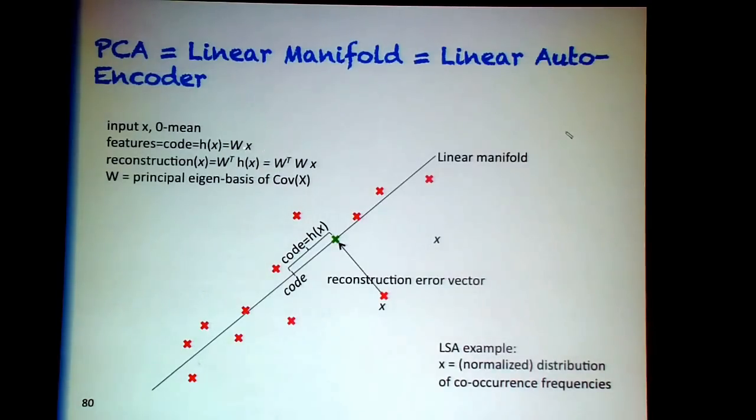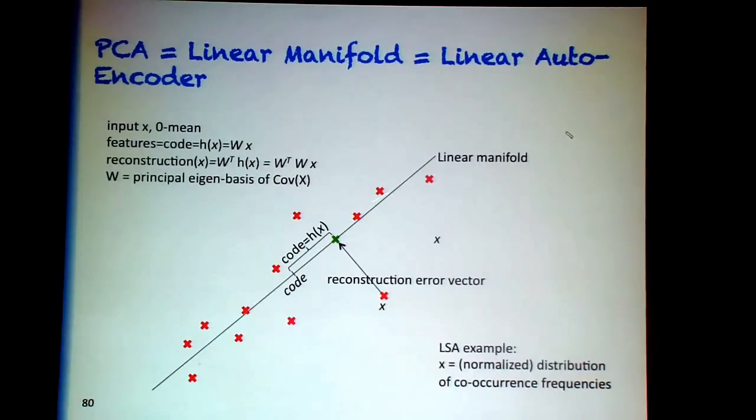And then once we projected, that's going to be our encoder, it's going to be just Wx. And the decoder is just going to be W transpose times the output of the encoder. So they're both linear and transpose of each other. So that's the reconstruction function.